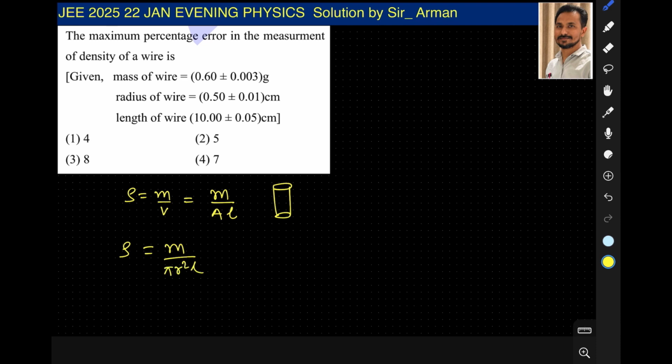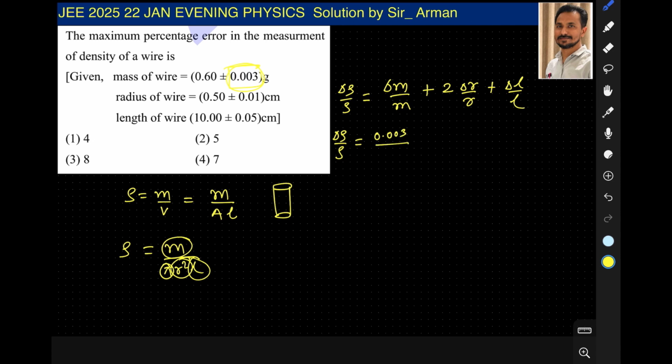Now how do we find the percentage error? Delta rho by rho is equal to delta m by m plus, now here pi is a constant, so in the constant there is no error. Here we have r square, so we write 2 delta r by r, plus delta L by L because here we have L. Now what is the meaning of delta? This part of the equation can be considered a delta, that is the least count. So delta rho by rho is equal to delta m by m. So what is delta m?